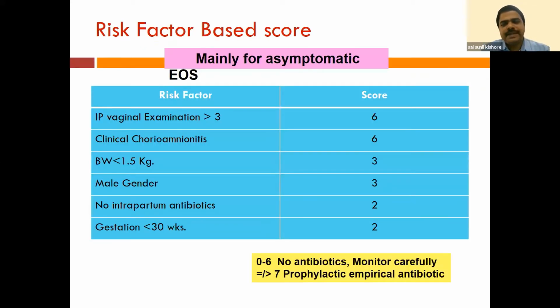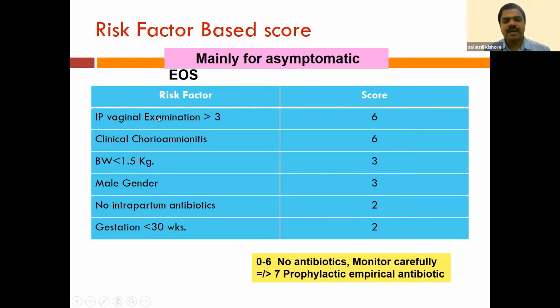So actually across India as well as across the globe, there are many stratification scores. In India, this is one of the early scores which was devised from PGI Chandigarh itself. It shows that the score is given to different parameters, based on the risk factors.